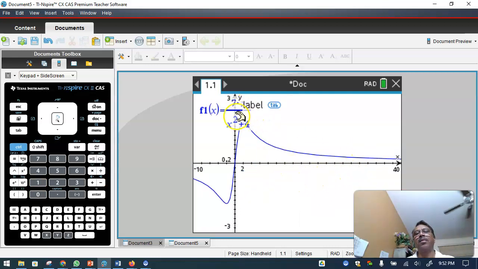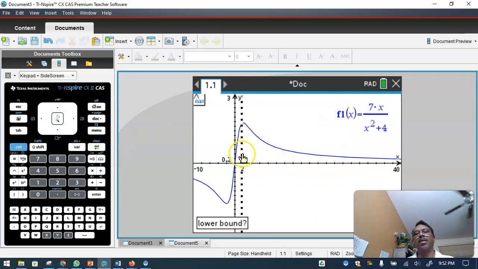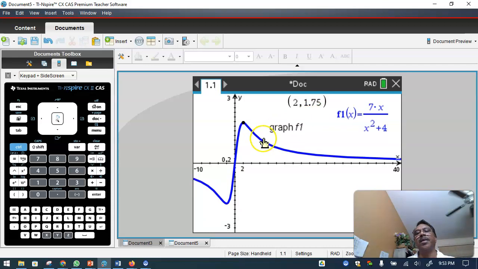We are not interested in the left side, but we are more interested in the right side. To figure out the maximum, click on this, analyze, maximum, and there is the peak. Take it to the left for the lower bound, then go to the right, and there you go. You got the answer, 1.75 milligram after 2 hours. So at 2 hours, there's a maximum concentration of the drug in the bloodstream, 1.75 milligram in every liter.